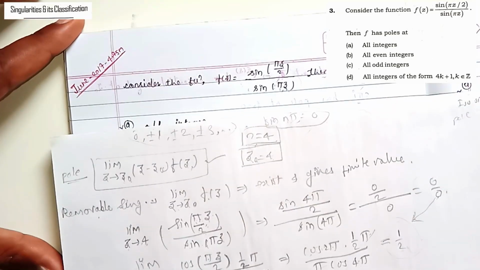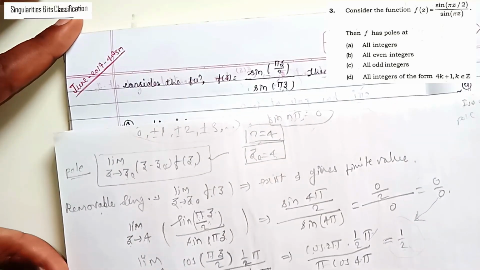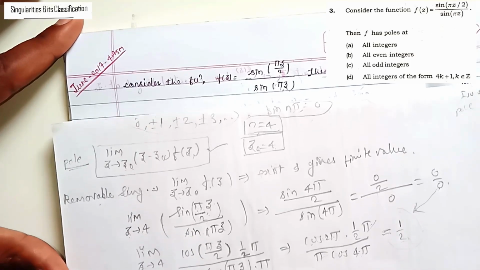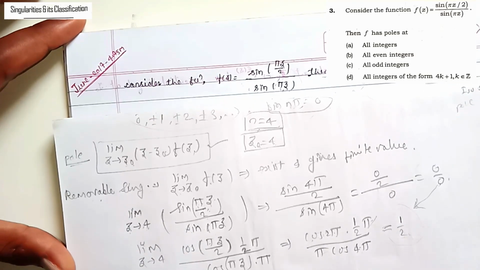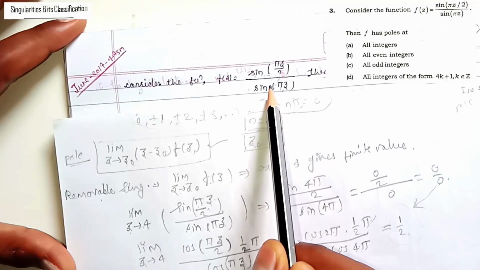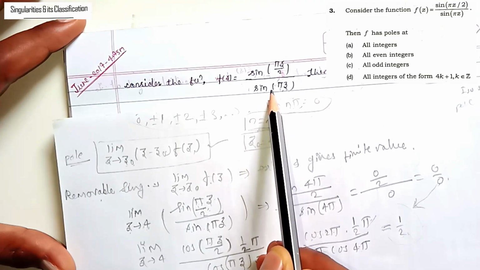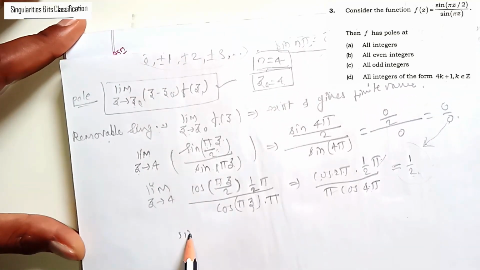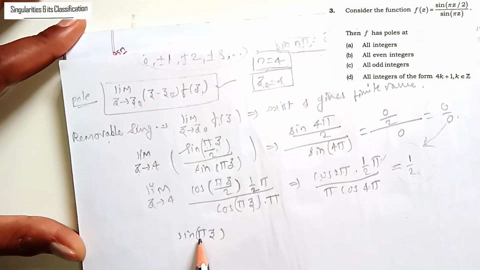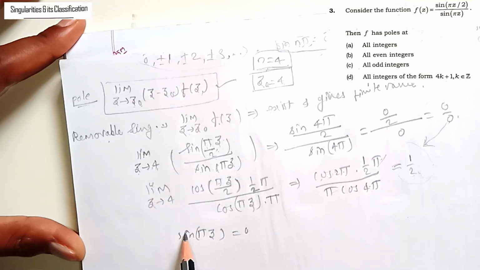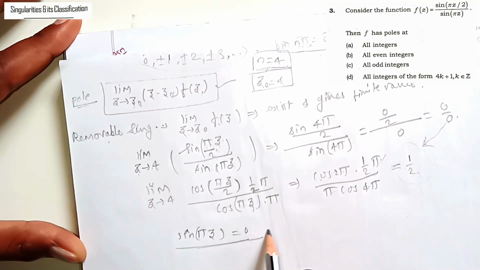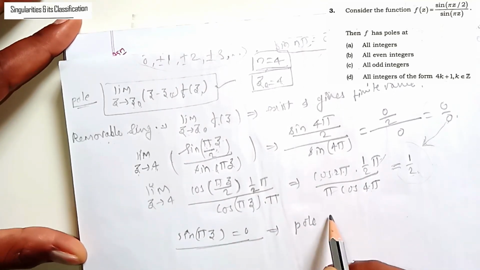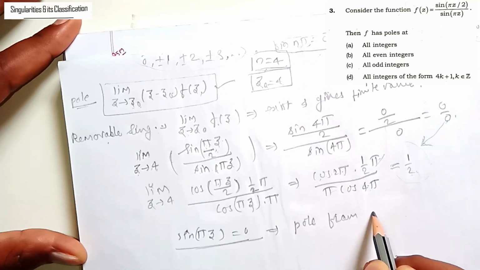Okay, so here is the solution. We have the question f of z is equal to sine of pi z by 2 upon sine pi z. We get the pole when the denominator of our function is 0. So if I substitute sine pi z equal to 0, then I will get the pole from our function.